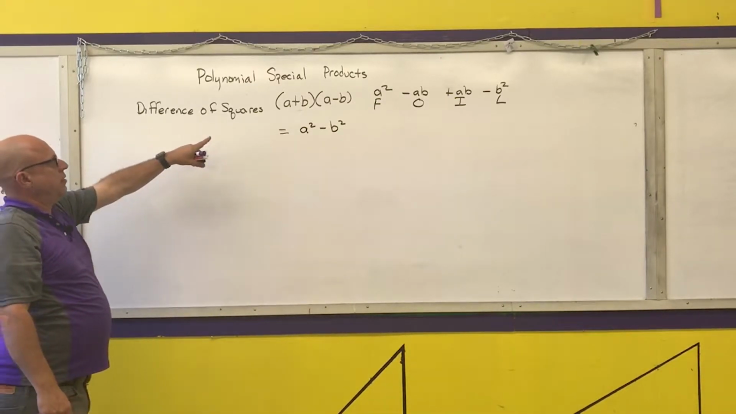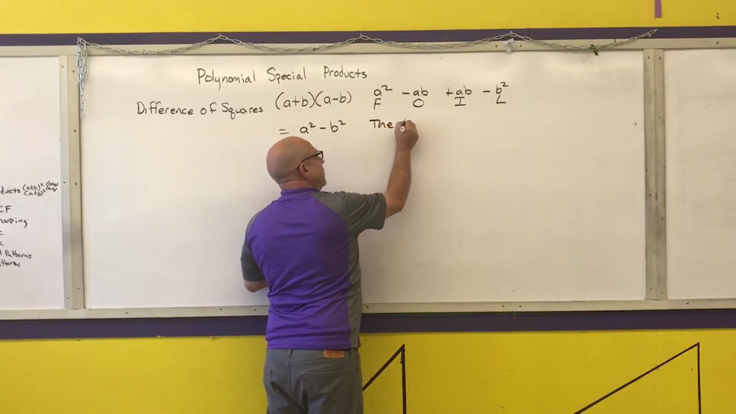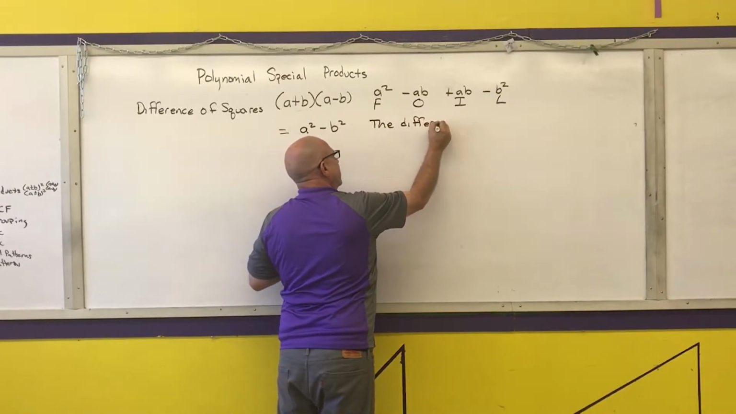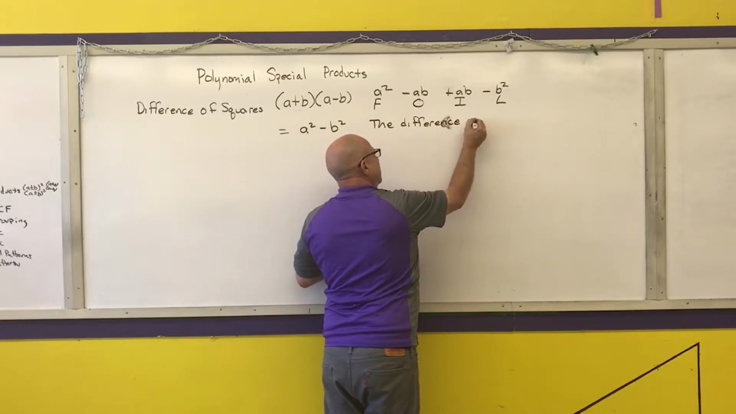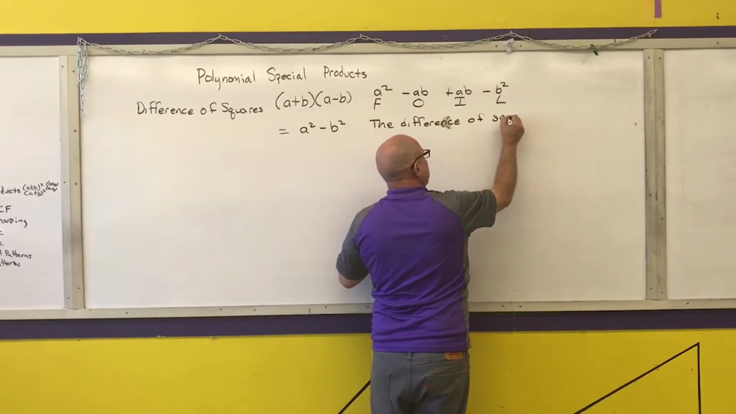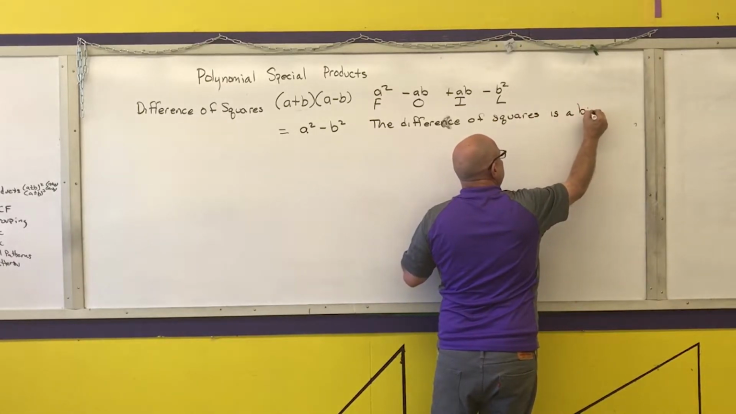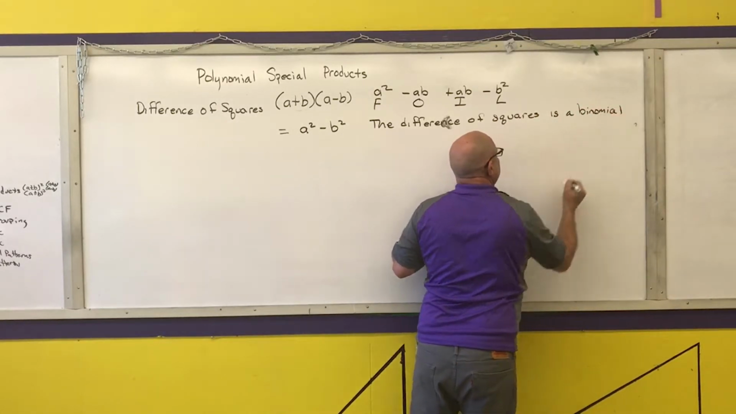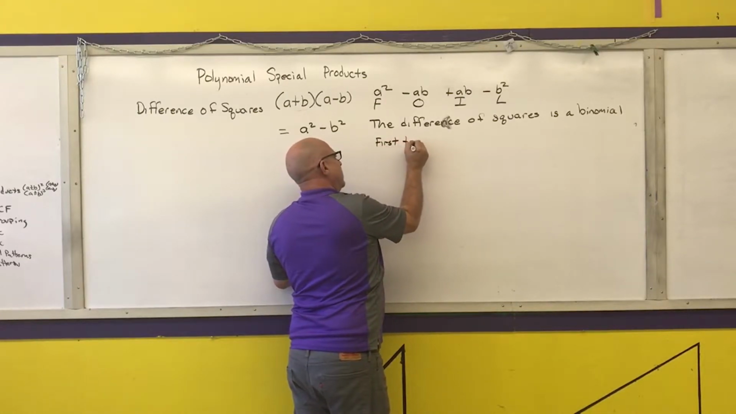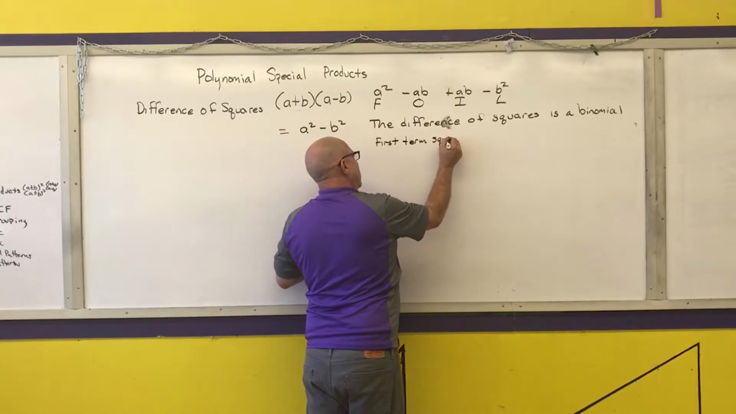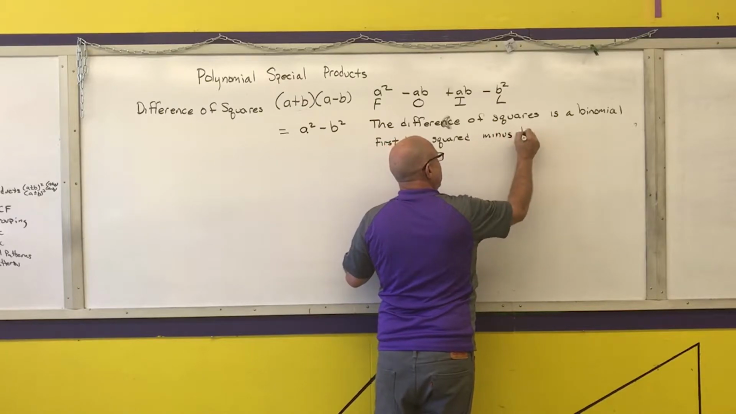So the words here, the difference of squares, difference of squares is a binomial. It's the first term squared minus, always, the last term squared.